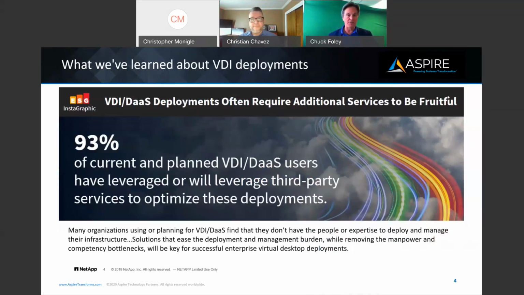I love that graphic that you just put up. This was a study done last May, so it's pretty fresh, by ESG, Enterprise Strategy Group, which shows that 93% of VDI and DaaS users either have leveraged or will need to leverage third parties like you guys, like Aspire, in order to set up and manage their VDI environments.